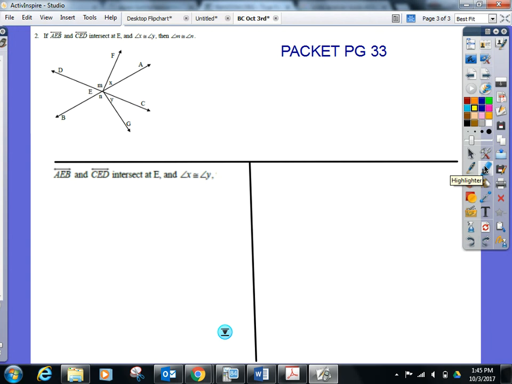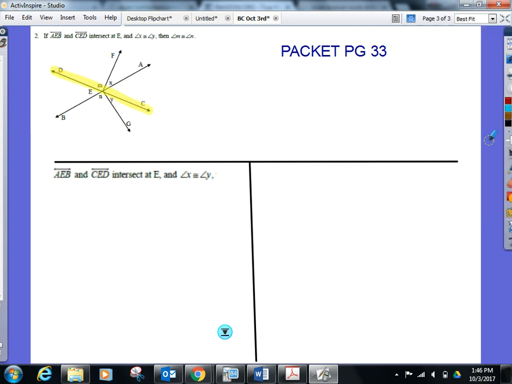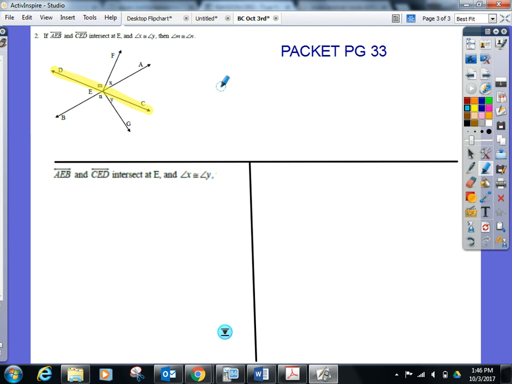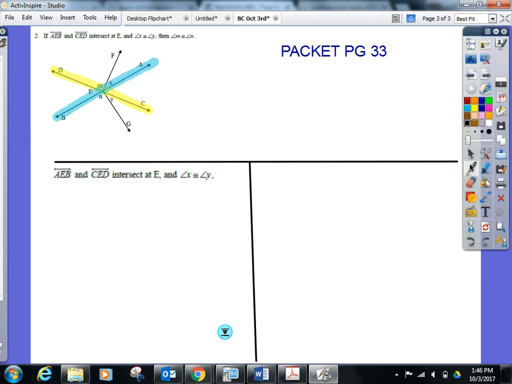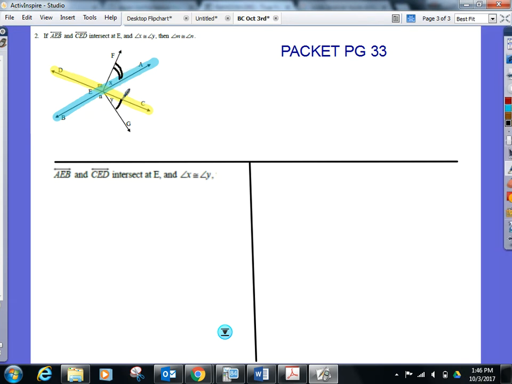AEB and CED intersect. I don't know if it helps you guys to darken them in, or to take a highlighter or a colored pencil to them, because we just talked about the type of angles you should look for if 2 lines are intersecting. So I'll highlight them on my diagram, CED and AEB. And we are also told that angle X and angle Y are congruent.